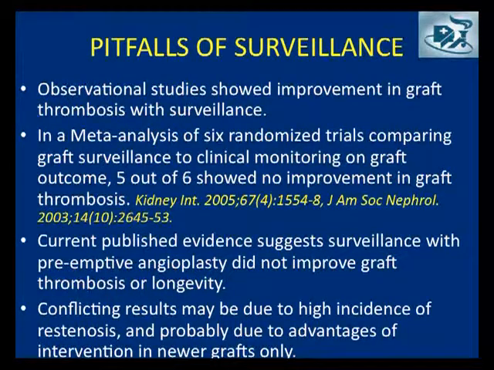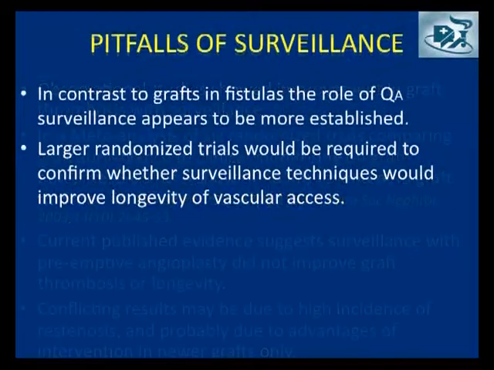There are conflicting results. These conflicting results may be due to high incidence of restenosis and probably due to advantages of intervention in newer grafts only. In older grafts, there is more neointimal hyperplasia and chances of restenosis are much higher. In contrast to grafts, in fistula the role of access surveillance appears to be more established, but still, larger randomized trials would be required to confirm whether surveillance techniques would improve longevity of vascular access.